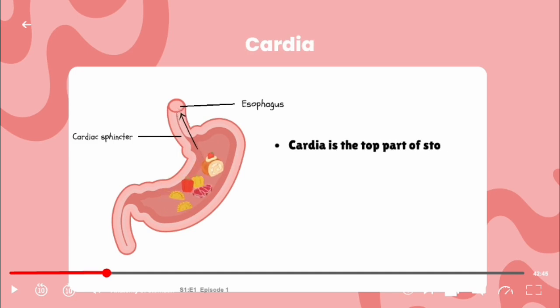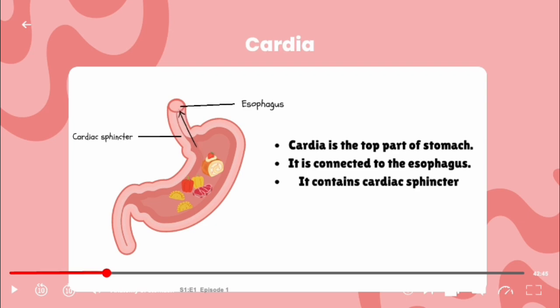First, the cardia. Cardia is the top part of the stomach. It is connected to the esophagus. It contains the cardiac sphincter, which prevents stomach content from traveling back up to the esophagus.